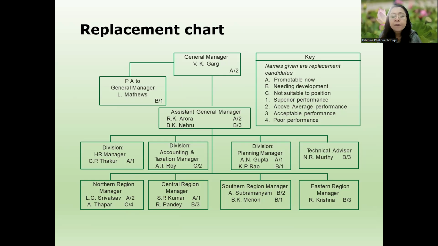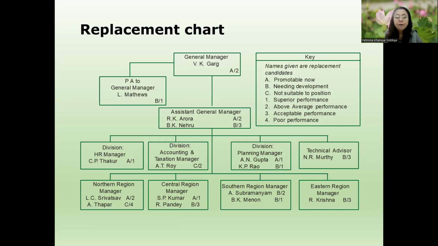Also you can see that some alphanumerical positioning is given to these employees. For example, Mr. V.K. Garg has been given A2. A means that he is promotable now. So if Mr. Garg gets promoted, his seat will go vacant. He also has above average performance because he is given a rating of 2 for his performance. That means sooner or later, Mr. Garg will leave this position of general manager and maybe become the vice president of the company. So who is going to replace Mr. Garg? We need to do some succession planning for Mr. Garg.